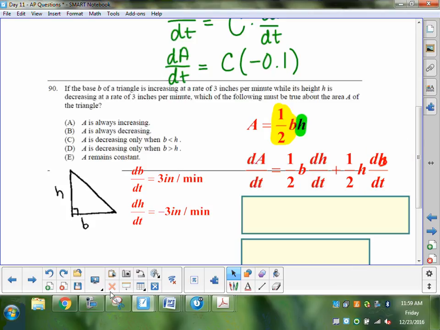Now, when we do this out, we're to here. We can actually fill a whole bunch of values in at this point. What can we plug in at this point, Steve? And then what about the change in the base with respect to time?